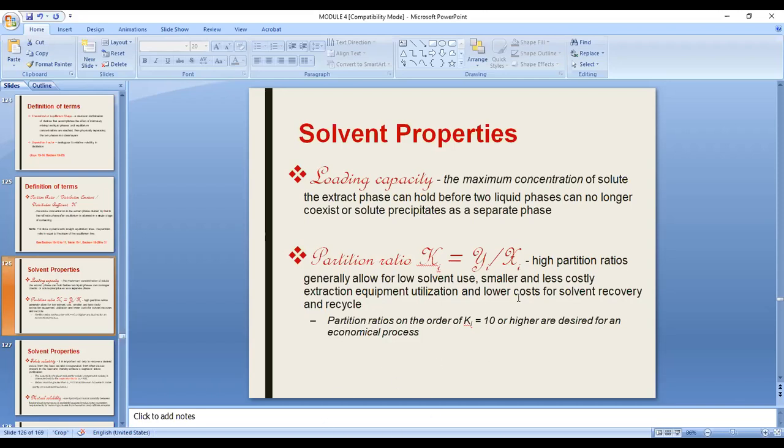So a high partition ratio would lead to this low solvent use, smaller and less costly extraction equipment utilization, and lower cost in the recovery and recycle of the solvent. Now, what is the desired value for these partition ratios? So in the order of 10 or higher. So as much as possible, it should be 10 or higher than that. That way, operating your extraction system will not be costly.